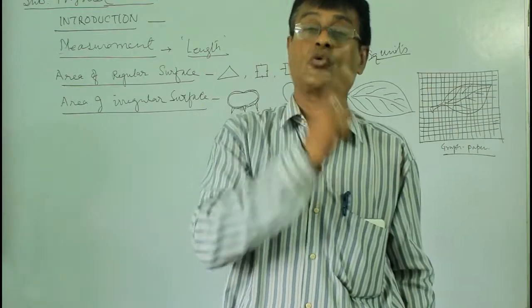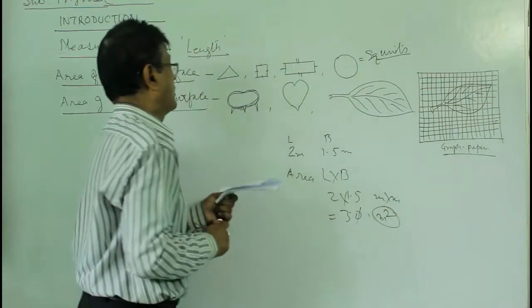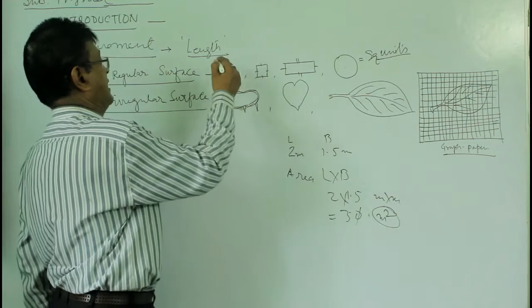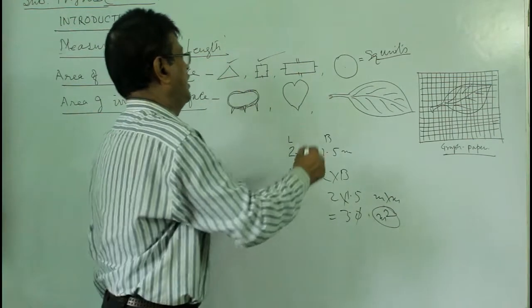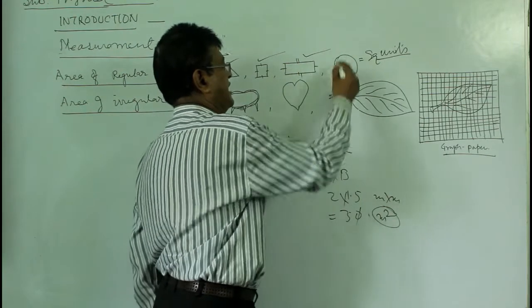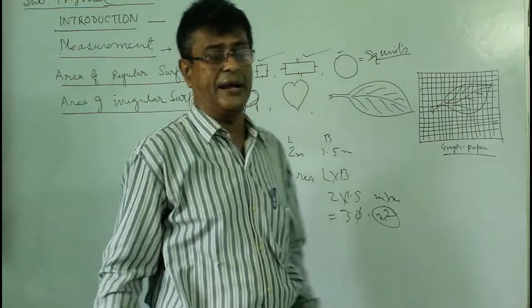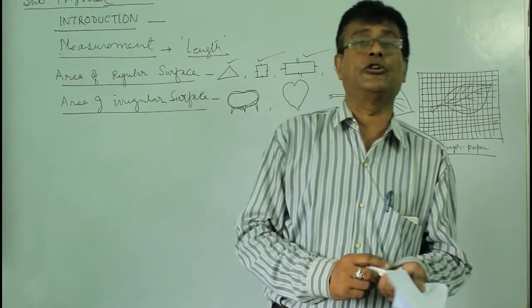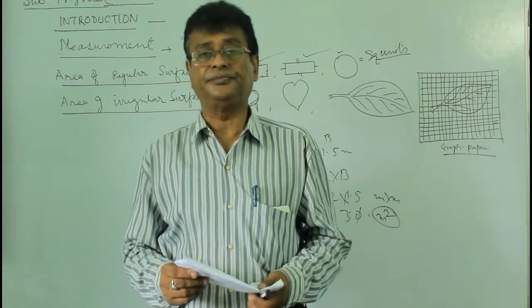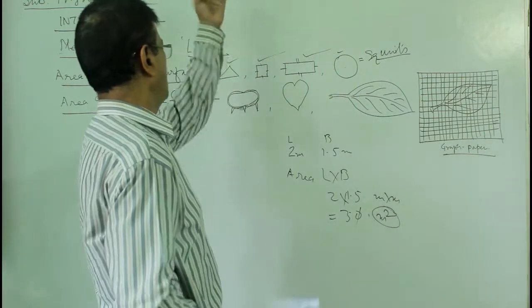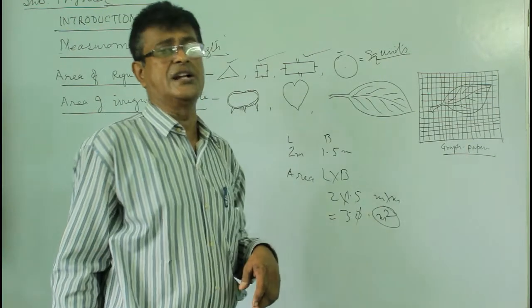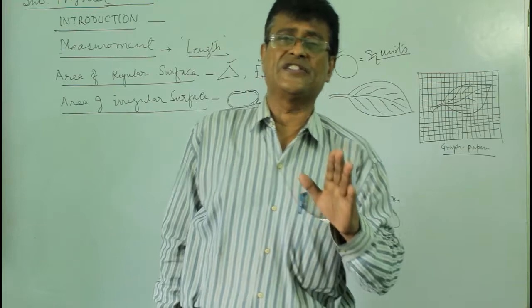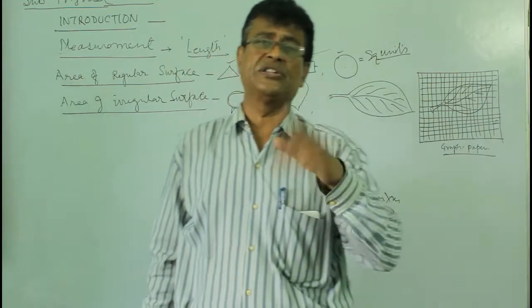What units? Square units. So like that you can measure the area of the triangle, the area of the square, area of the rectangle, and area of a circle. And in each case your unit will be square units. Right, now there is a formula for this triangle. Triangle's surface is to be measured by half into base into height.